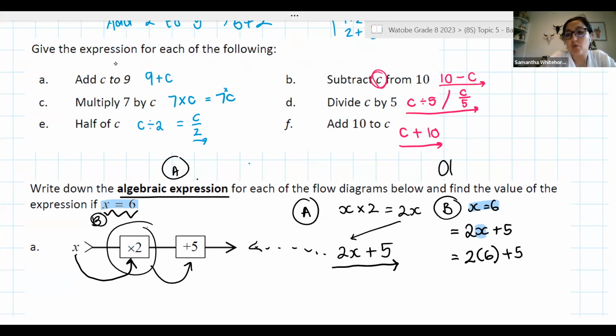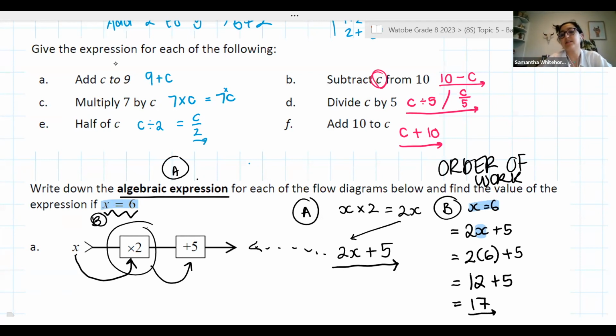Now, guys, again, your order of work, or BODMAS, is very, very important when doing substitution. If you don't do your order of work correctly, you're going to get a weird answer. So we start with the multiplication, 2 times 6, which gives us 12. And then we do the addition, giving us a final answer of 17.